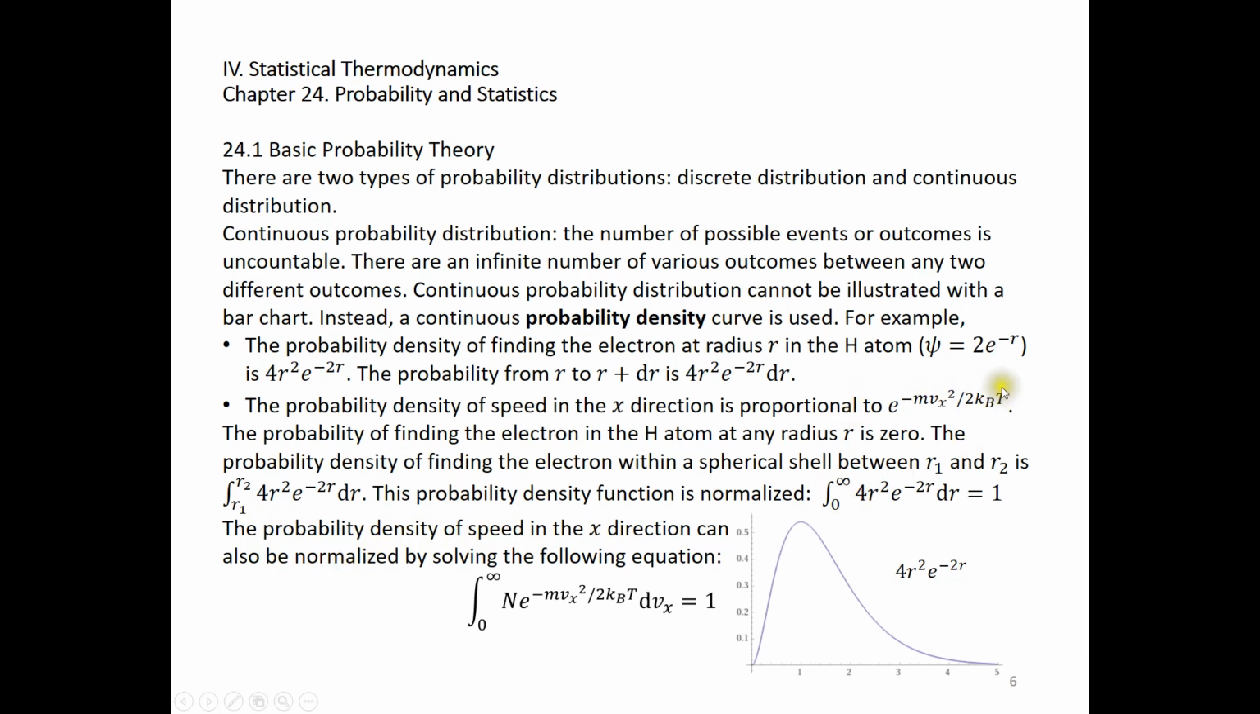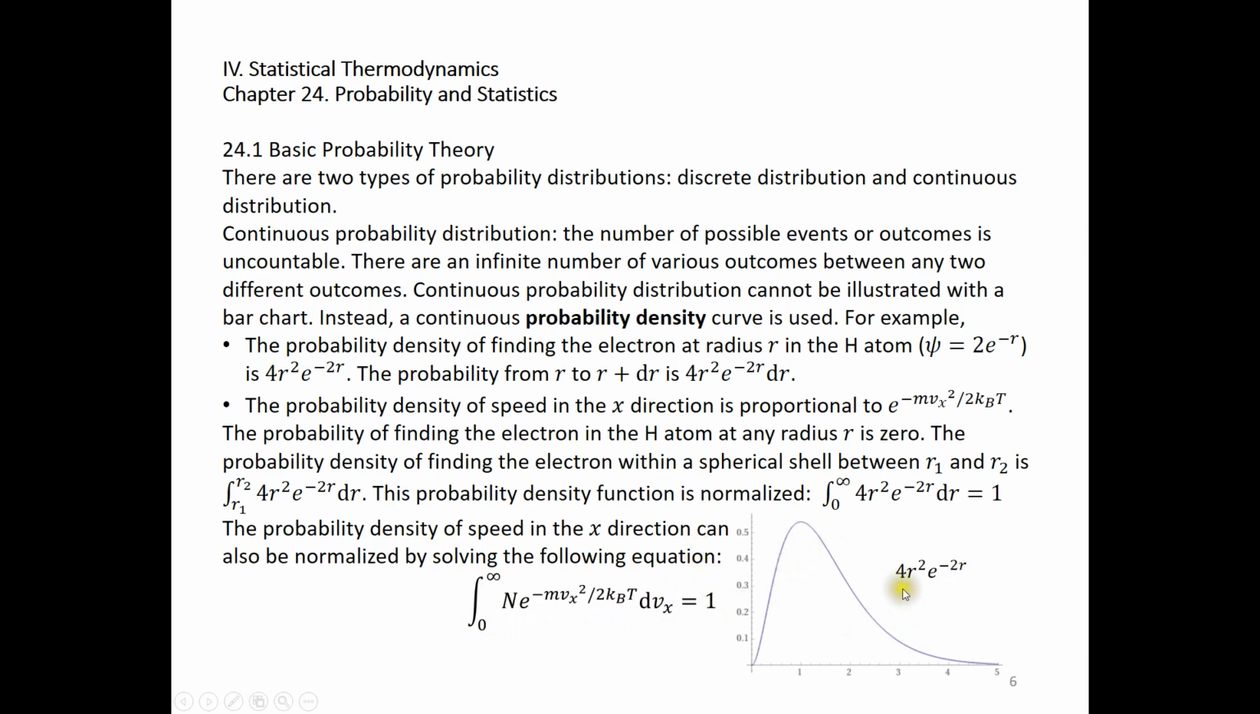The probability density of speed in the x direction can be normalized. This is not normalized. It can be normalized. If you integrate this from 0 to infinity to be 1, I mean, it can be normalized. You just need to evaluate this integral. We have this N as the normalization factor. Alright, you just ensure over here, the total probability of finding the particle with a speed between 0 and infinity is 1. So you just need to do that.